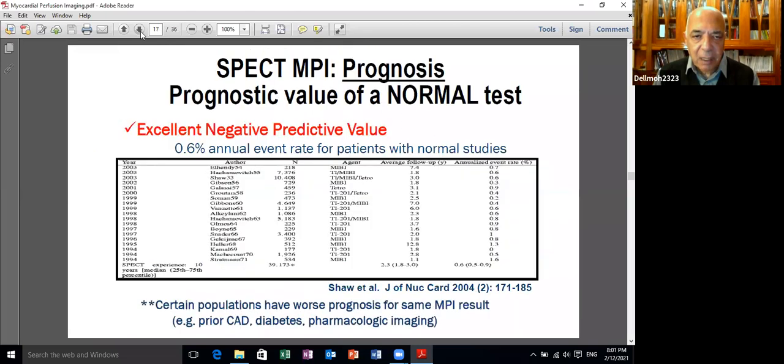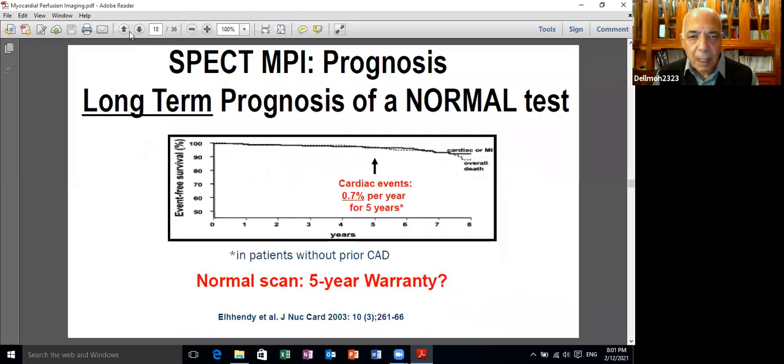And in favor of that, 19 studies have been done over several years. And if you look into the right lower corner here, you will find that the yearly mortality in these patients is less than 0.9. And in addition, this is a follow-up of patients who are having a normal perfusion scan. And as you see, over 8 years, the incidence of cardiac events, essentially cardiac mortality and myocardial infarction, is 0.7% per year for 5 years. So a normal scan gives a 5-year warranty.